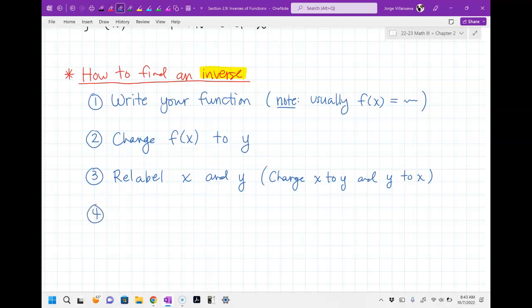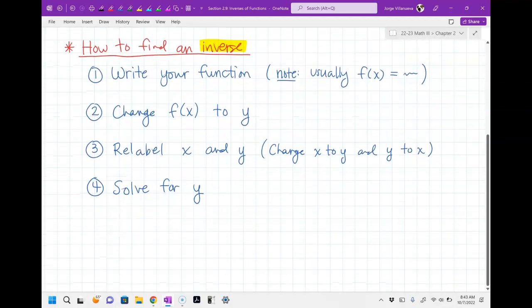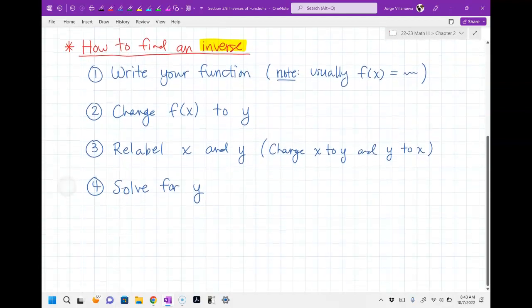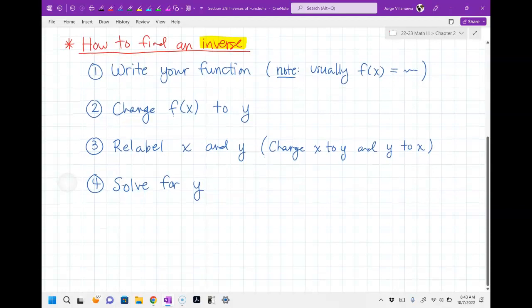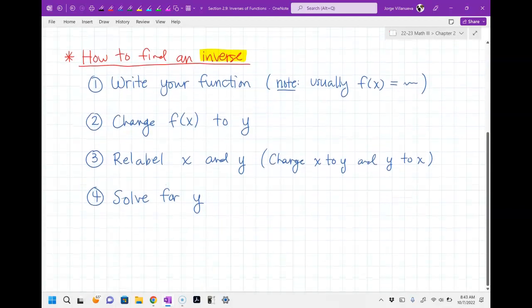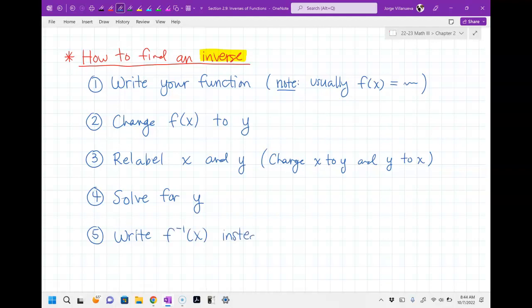Step 4, solve for y. I know it looks like a lot of work. Trust me, it's not. It's very quick stuff. The solving part is the part that takes the most time because it might be a complicated function. But step 4, solve for y. And then we're going to write f inverse of x instead of y. So it's 5 steps.